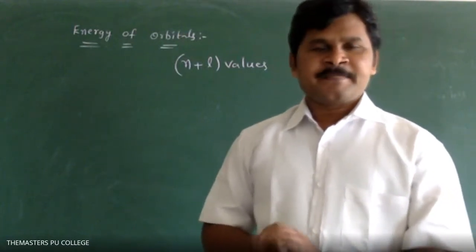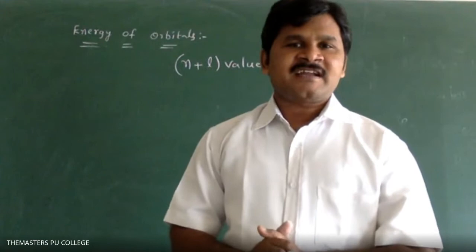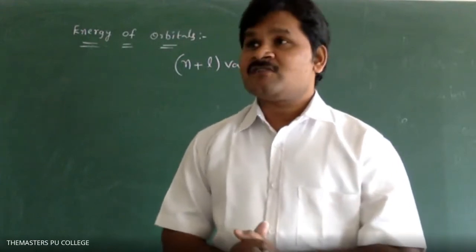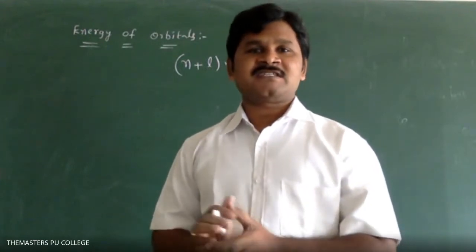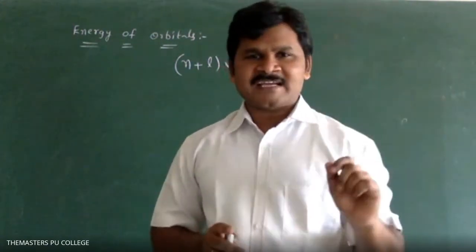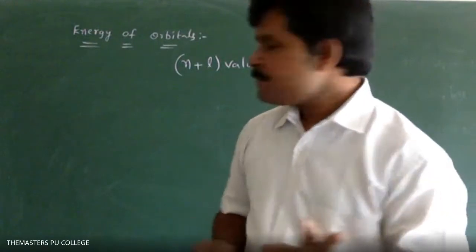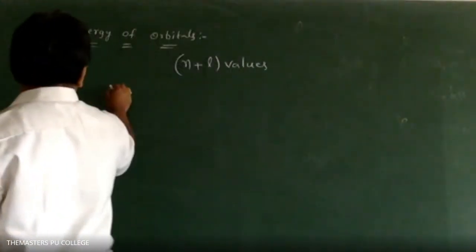L values depend on the n value, and L values start from 0 onwards. The n value means the orbit number. Orbits are 1, 2, 3, 4, 5 like that. So that's why an n value of 0 is not possible. Please remember these L values.